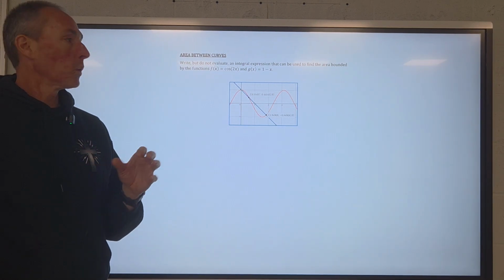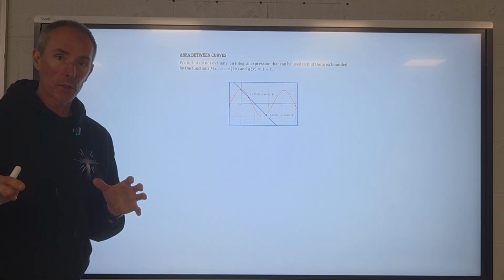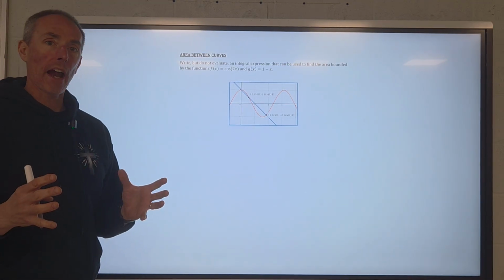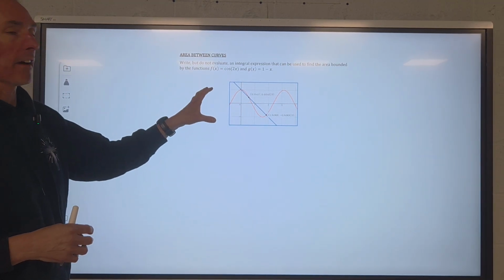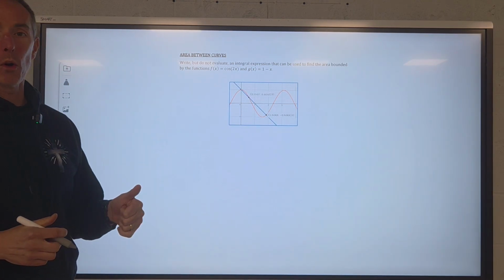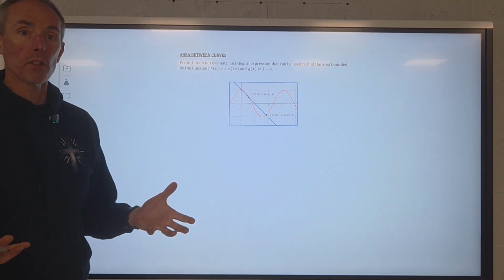All right, first video, we're going to take a look at how to find the area between curves. This one is more of a calculator active question. I've put the graph on here. You can see our two curves. First and foremost, we need to find where they intersect.